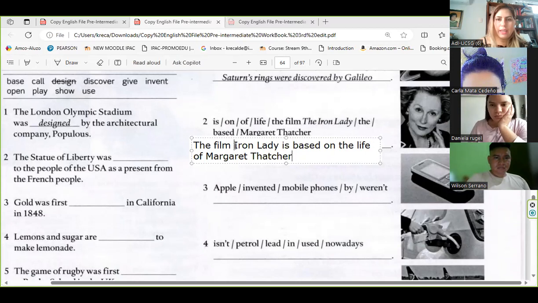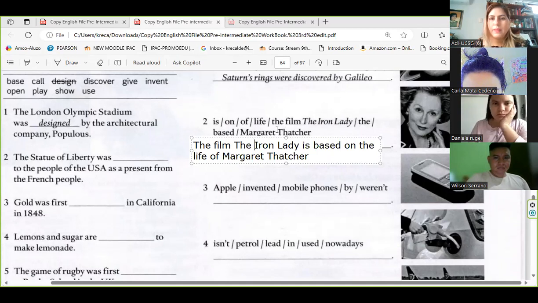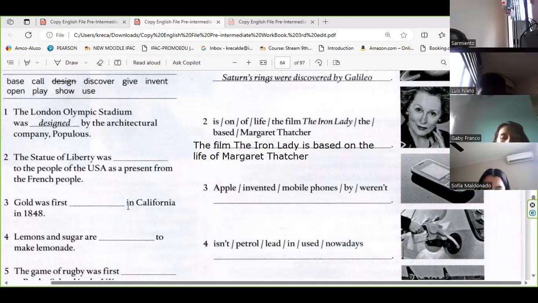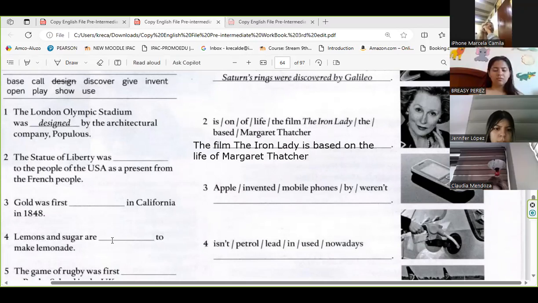The film The Iron Lady, it was missing the. Okay, let's see the other one. Number 3 is very easy. It's going to be for Luis Nieto. How is it done? Luis is not here, so sorry, Gaby Franco. Number 3.